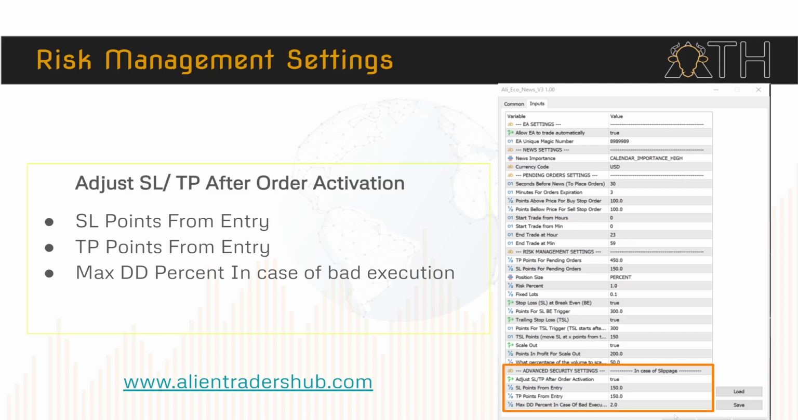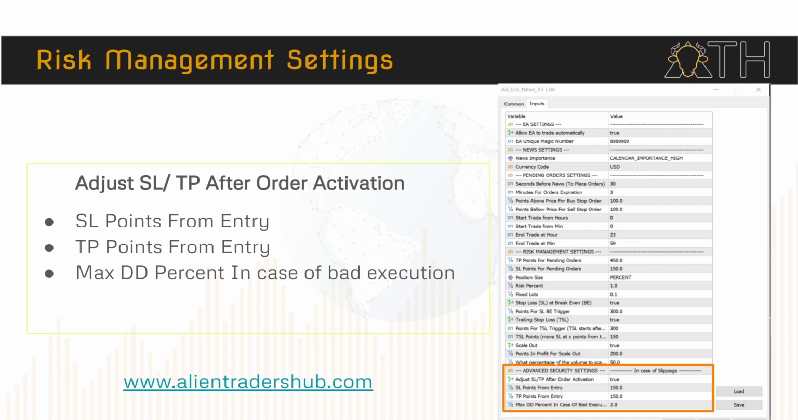And that's why I made these advanced security settings, because in case of slippage, if your pending order is at a 150 points distance, but your execution is bad, it's at 200 points, not at 150, then the distance between the entry level and the stop loss increases. So the risk percentage is not 1%, it's more than 1. And this can cause some issues.